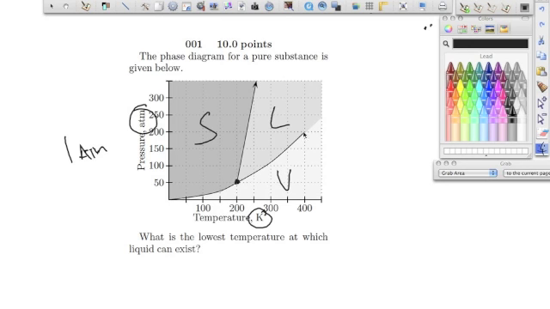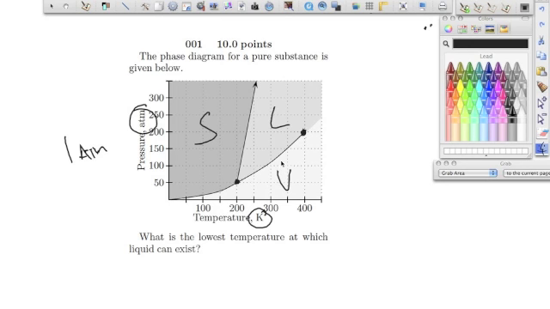The other point that we have is called the critical point. It's way up here. The critical point is where we have the critical temperature, which is 400, and the critical pressure, which is 200 atmospheres. It's the point beyond which nothing can exist in a liquid state. That's our critical point, with our critical pressure and critical temperature.